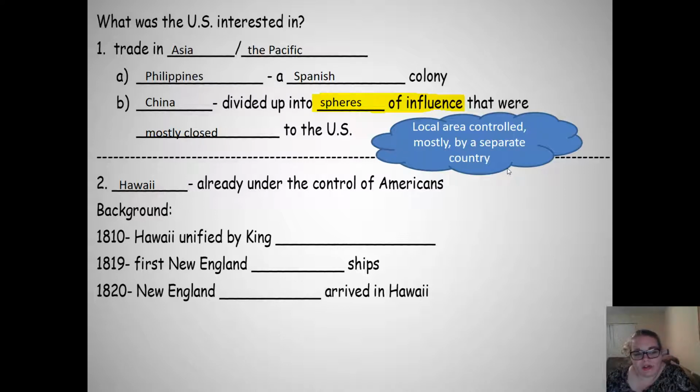Hawaii was already under the control of the Americans. We talked about this today. In 1810, Hawaii became a country, unified by King Kamehameha. Okay? 1819, the first New England whaling ships arrived. Remember we talked about that? They come and see the half-naked people running around on the beach and decide that was something to go home and talk about. They did. They went home and talked about them.